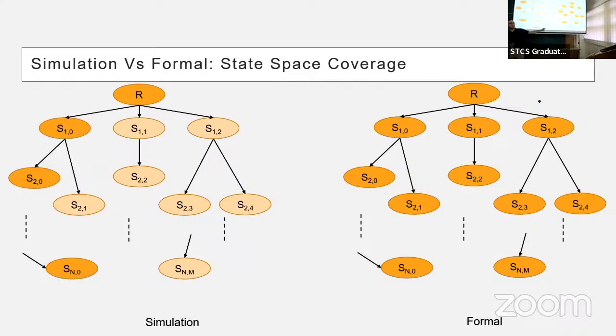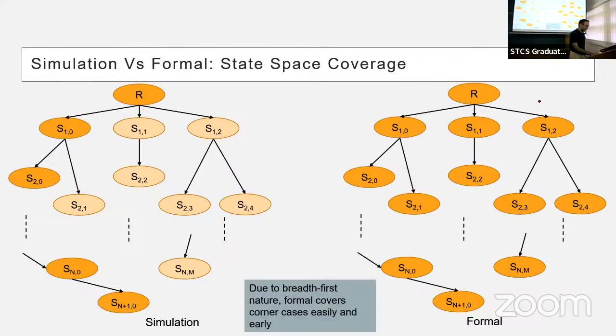Actually, that happens. Sometimes it is possible that because of the complexity, it is not able to reach up to some states. It stops at some point, and after that, no matter how much time you give, it cannot move. That sometimes happens. But because of its nature, it is able to catch those corner cases much more easily.